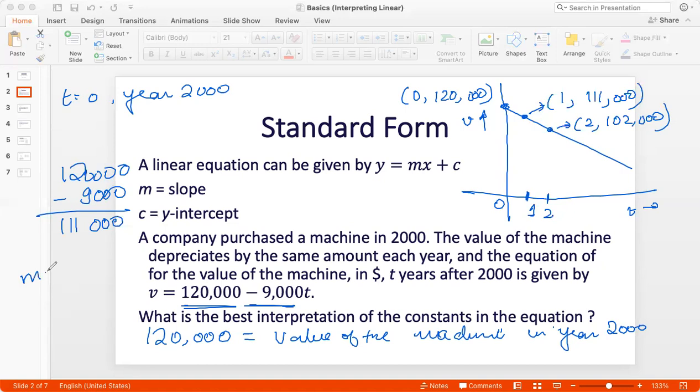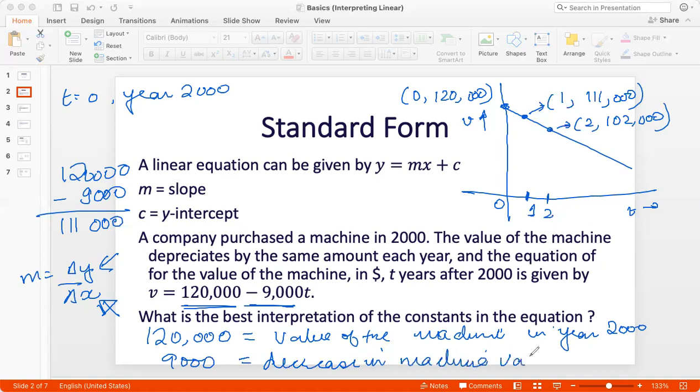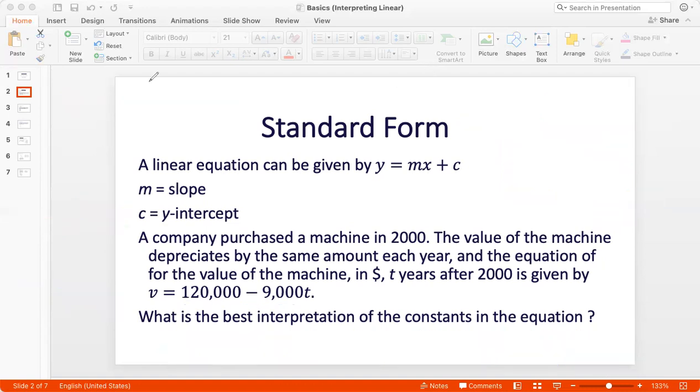I told you that m is delta y over delta x, change in y for a unit change in x. And x here is years. So 9,000 here is the decrease in the machine's value every year. This "every year" represents the unit change in the x value that we spoke about. So this is how you interpret a linear equation from the constants.